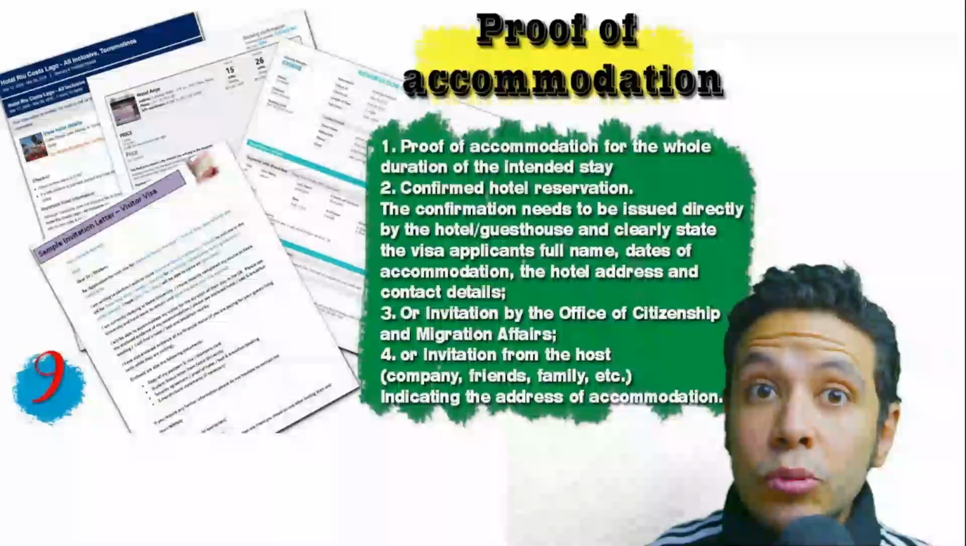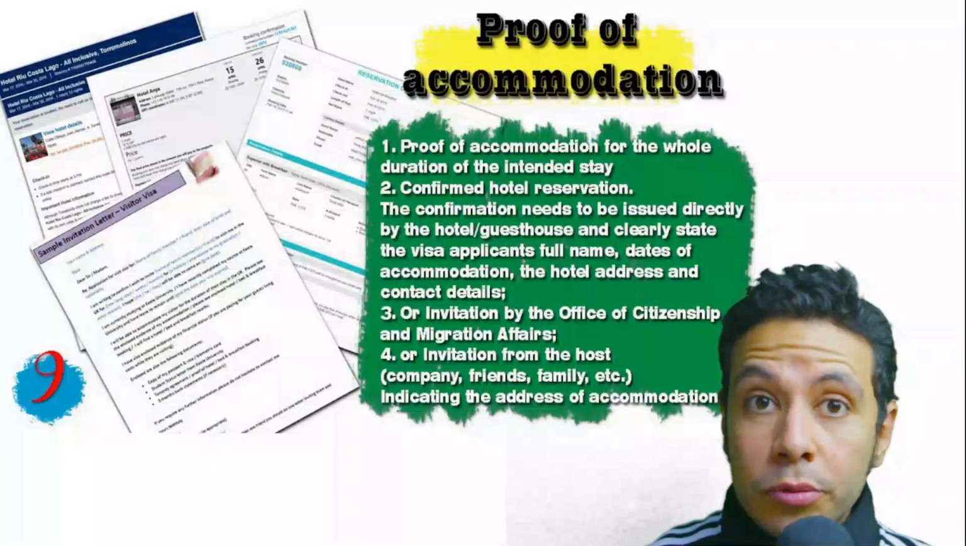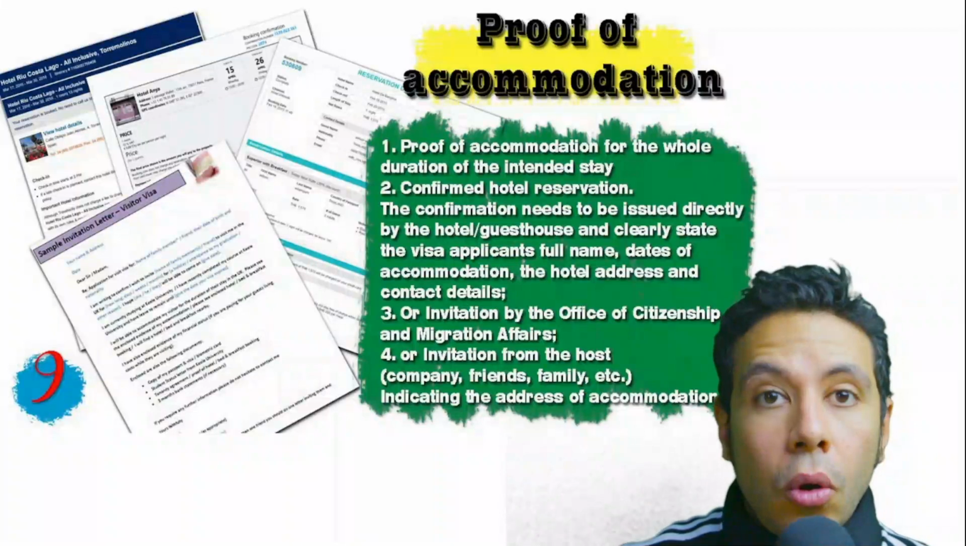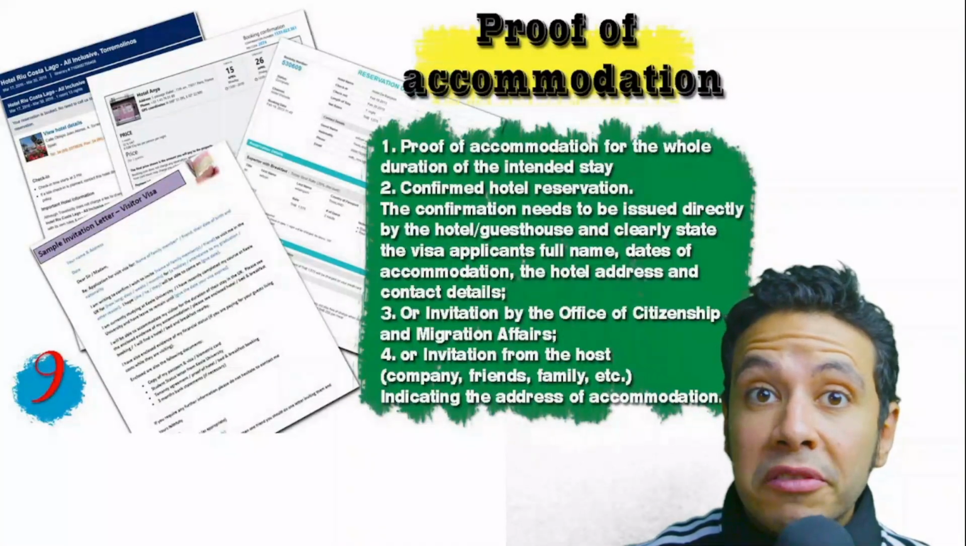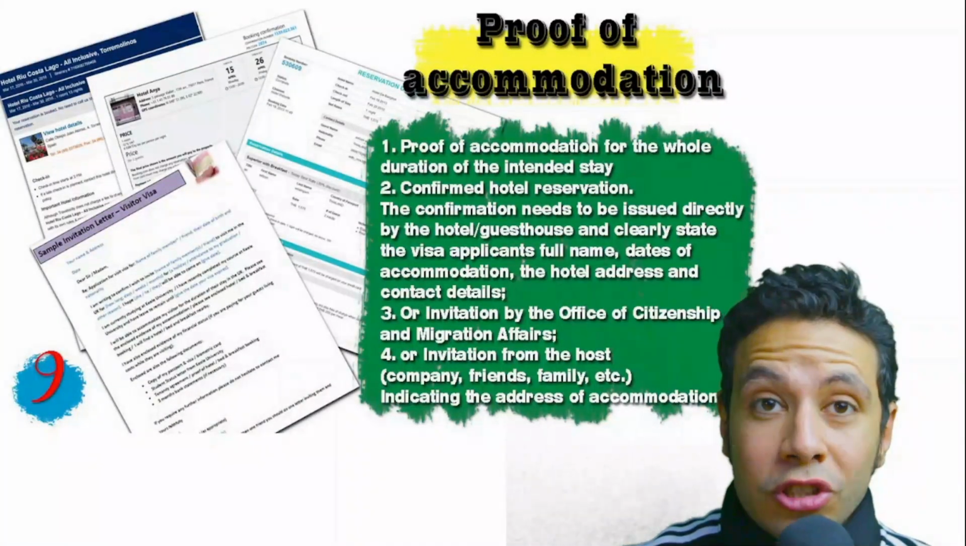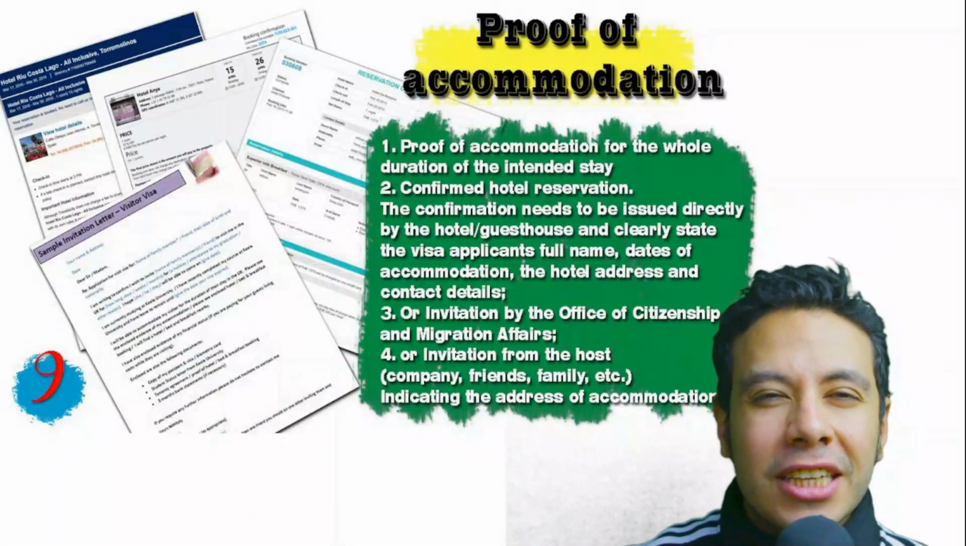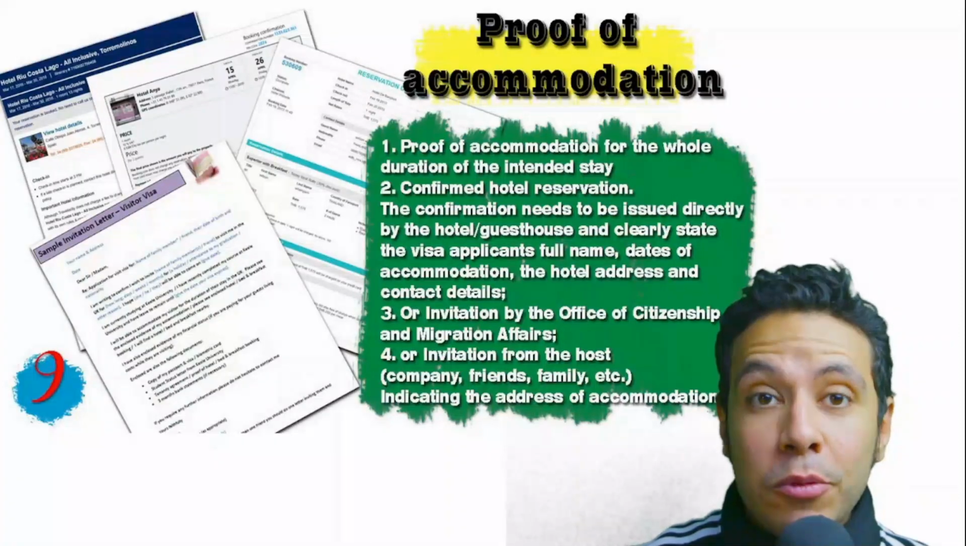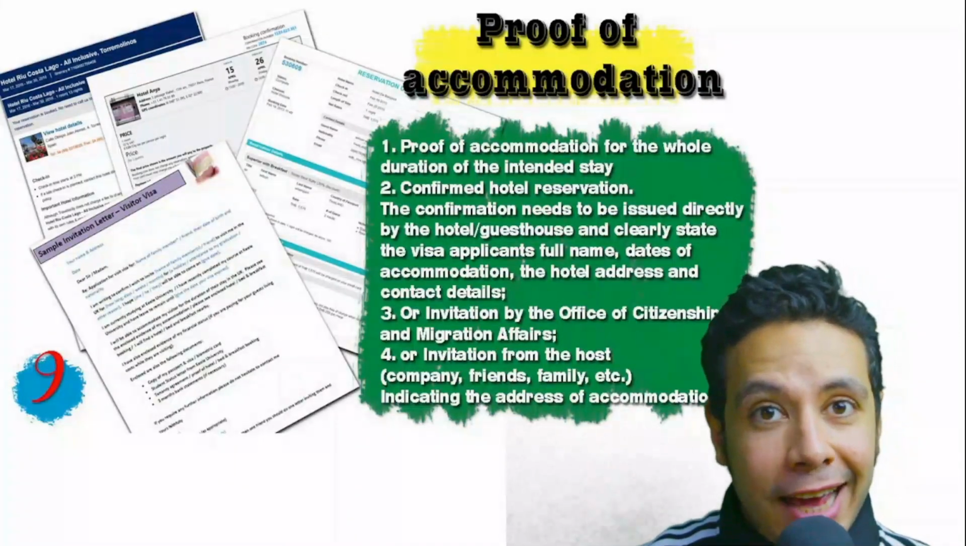You will also need to provide a proof of accommodation. It could be a confirmed hotel reservation, or an invitation from a host in this country, or an invitation from an organization you are visiting in this country. For a hotel or hostel, an initial booking is acceptable, but in some minor cases you might need to provide a confirmed booking. And anyway, the name of your hotel must be mentioned, and the address and the contact number.